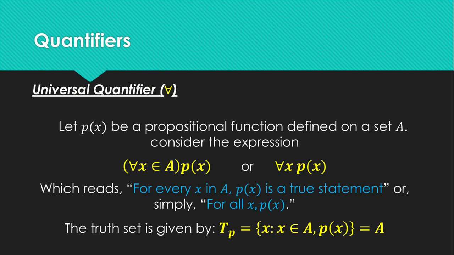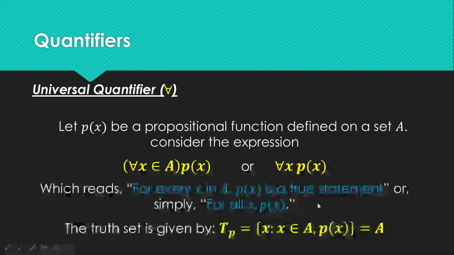Let p(x), or our propositional function, be defined on a set A. Now, if we say that for all x that is an element of set A, we have the proposition p(x) as a true statement, this is read as: for every x in A, p(x) is a true statement. Or simply, for all x, p(x).